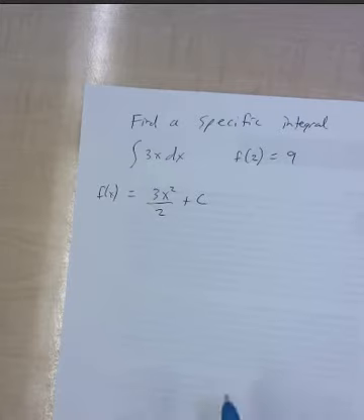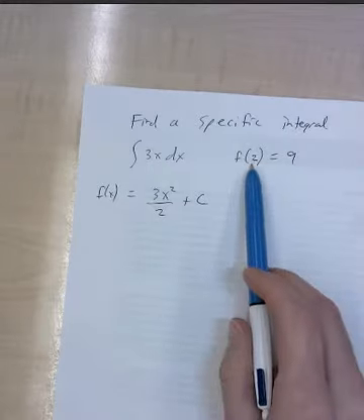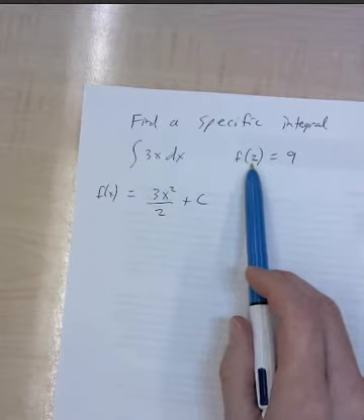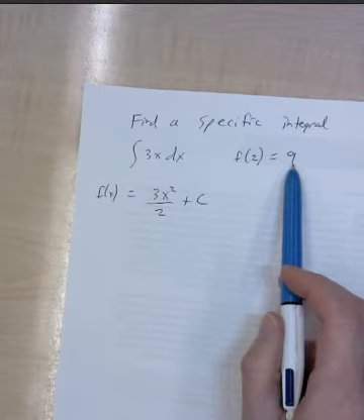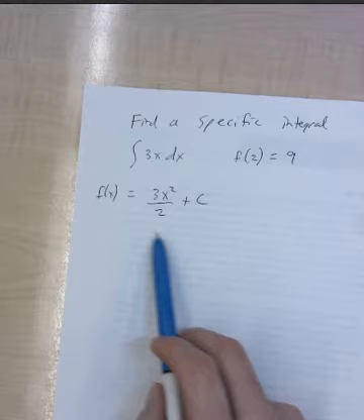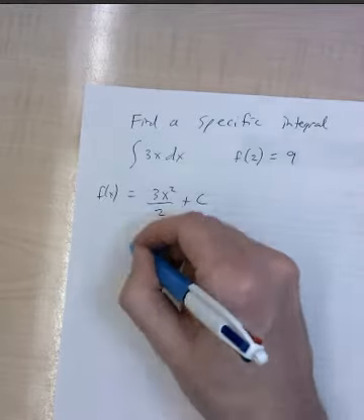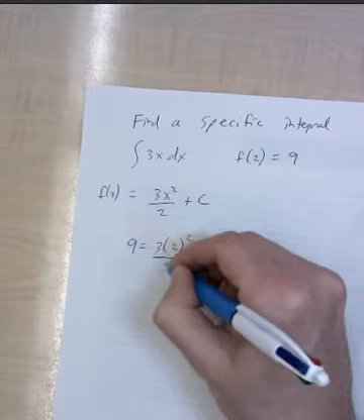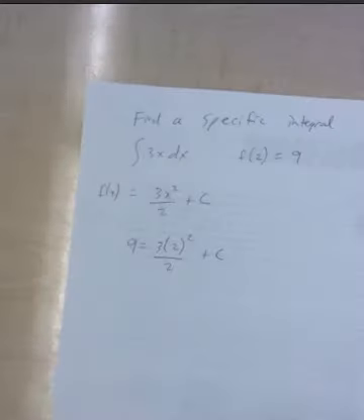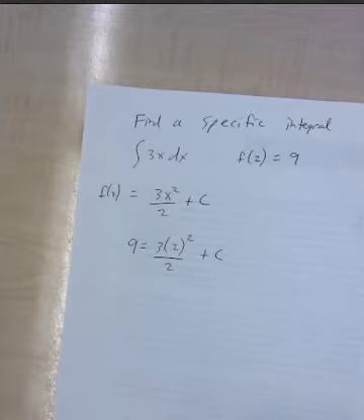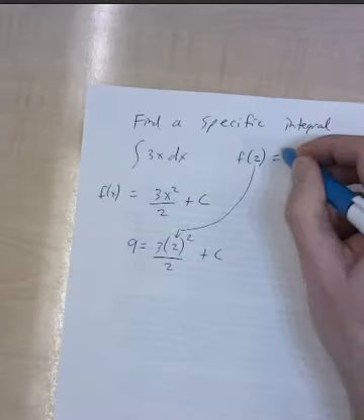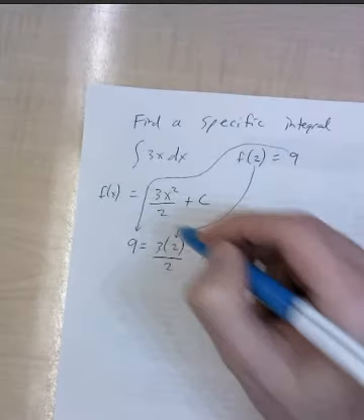And we know that f of 2 is equal to 9. So we put in 2 for x. Where's the 9 go? Y. That's where the y is, and the y, of course, is the same as f of x. So we write 9 equals 3 times 2 squared over 2 plus c. So the 2 goes in where the x was, and the 9 goes in where the y was. And then we just solve.